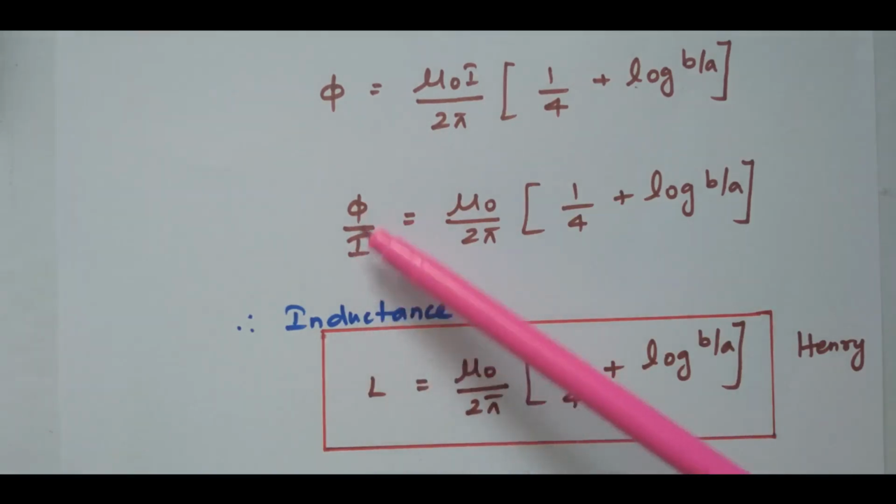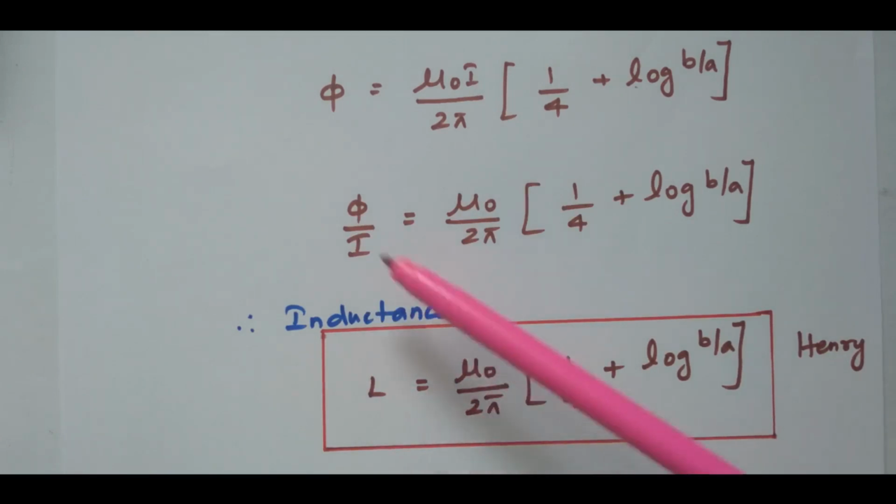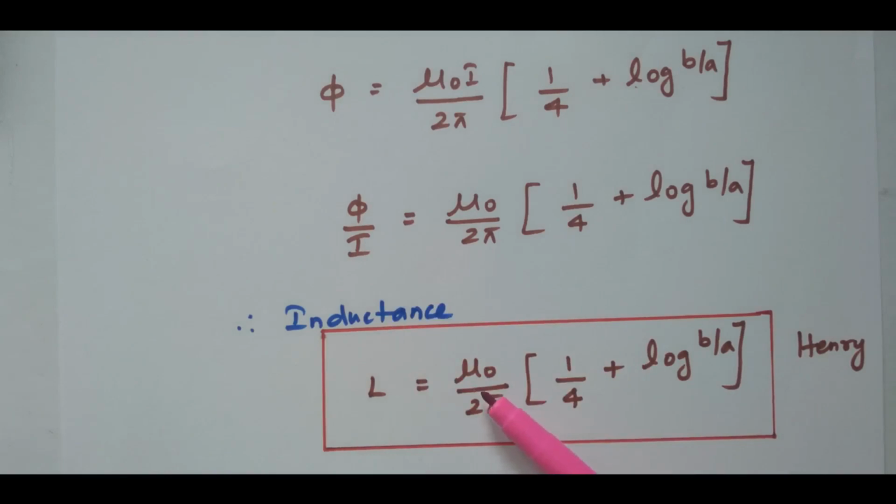What is flux by I? Flux by I is nothing but inductance. N times flux by I is the formula. Here N is 1. So flux by I is nothing but inductance. So that is equal to mu naught divided by 2 pi (1/4 plus log b by a). So this is the total inductance of a solid conductor having only one conductor.